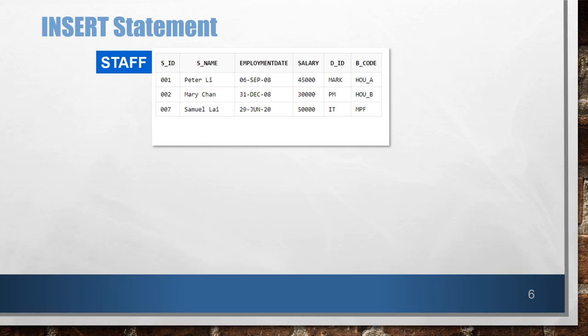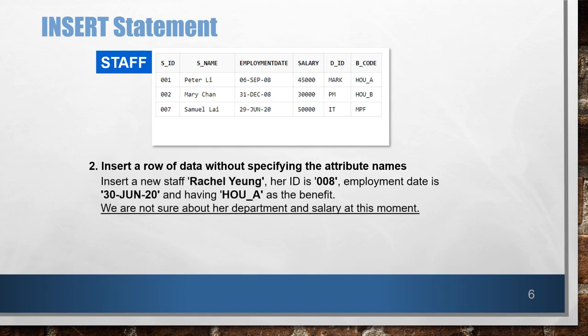Suppose we want to insert a new record for another new staff, Rachel Yuan. Her ID is 08, employment date is 30 June 2020, and she enjoys the HOUA benefits. We are not sure about her department and salary at this moment. We can type in the insert statements as below.